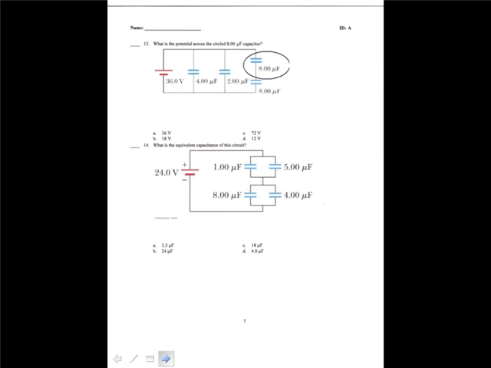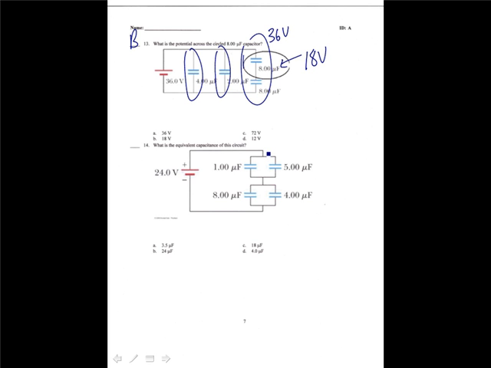Alright, what is the potential across the circled 8 microfarad capacitor? We know that capacitors in parallel have the same potential. So all these capacitors which are in parallel have a potential of 36 volts. So these two 8 microfarad capacitors have a potential of 36 volts. So this capacitor splits that difference, and so it has 18 volts. That's B. What is the equivalent capacitance of this circuit?